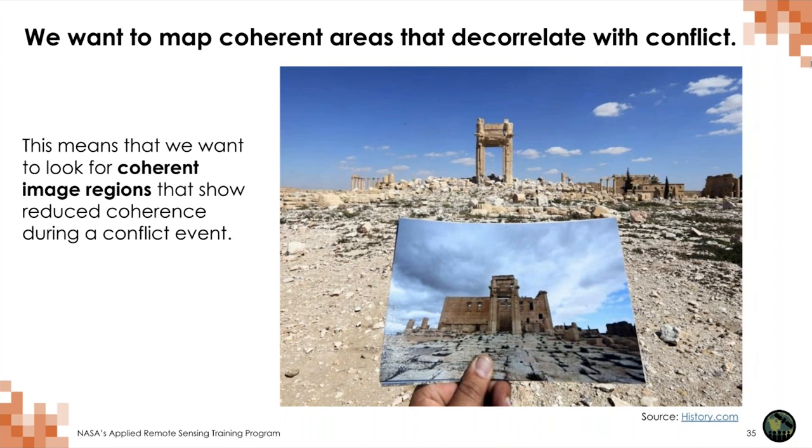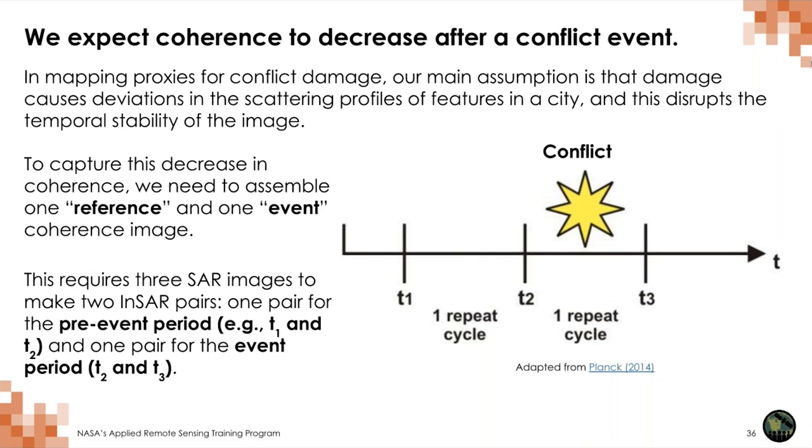In monitoring proxies for damage due to urban conflict, we want to find highly coherent areas that decorrelate suddenly with conflict. So that means we want to look for coherent image regions that show reduced coherence during a conflict event. So the main assumption is that the coherence will decrease after a conflict event in an image region. So in mapping proxies for conflict damage, we assume that this damage would cause deviations in the scattering profile of features in a city, and that this would disrupt the temporal stability of a region.